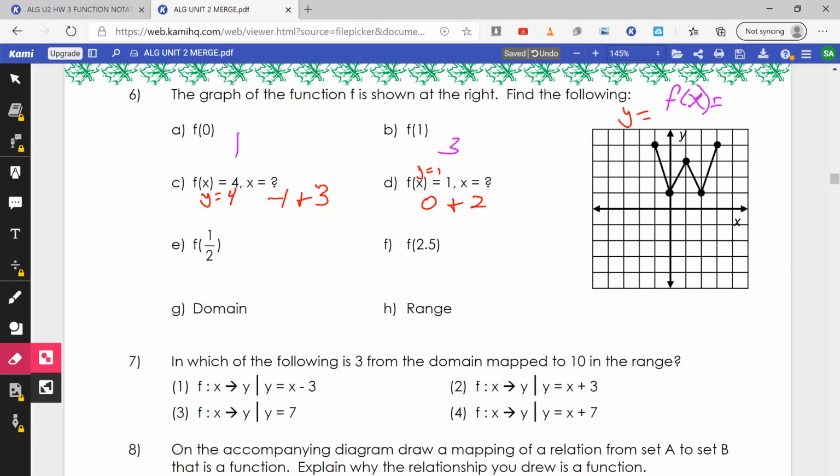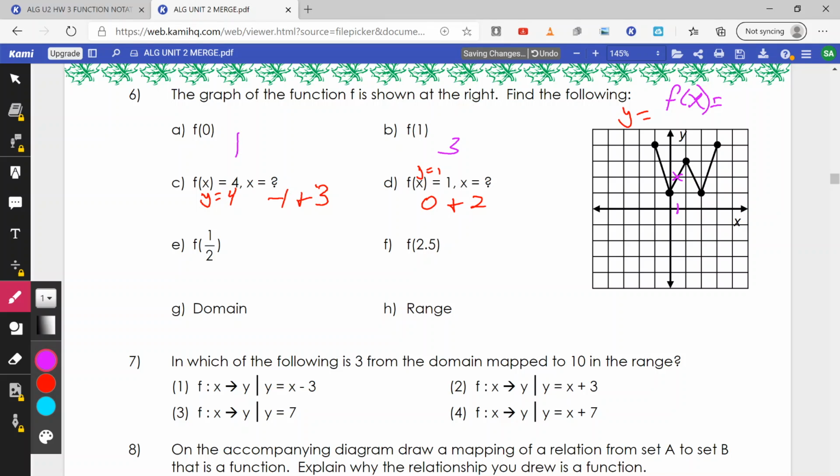E and F, we're back to the number being inside parentheses, so this tells me x is that value. So in this case, f of 1/2, x being 1/2. So I go kind of in the middle here. I'm going to go up or down, and I see I hit my line right there. So I get up 2 spots. So 2 would be the answer for f of 1/2.